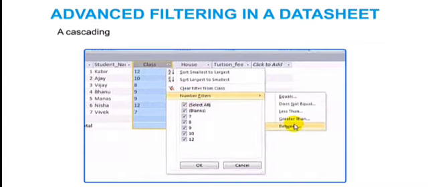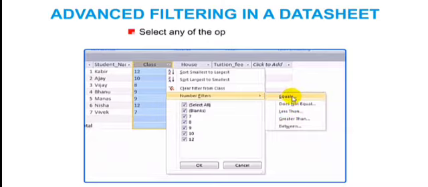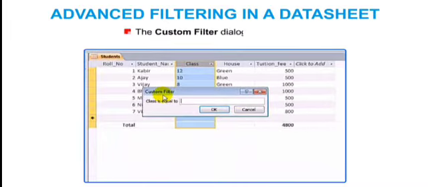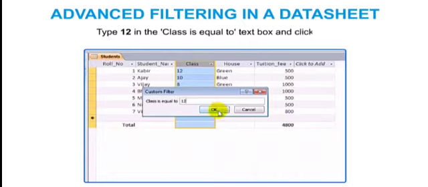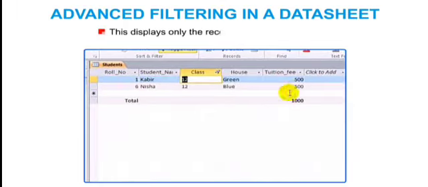A cascading menu appears, displaying the options as shown in the figure. Select any of the options from the list. Here we are selecting the Equals option. The Custom Filter dialog box appears. Type 12 in the class is equal to text box and click OK. This displays only the records of class 12 students.